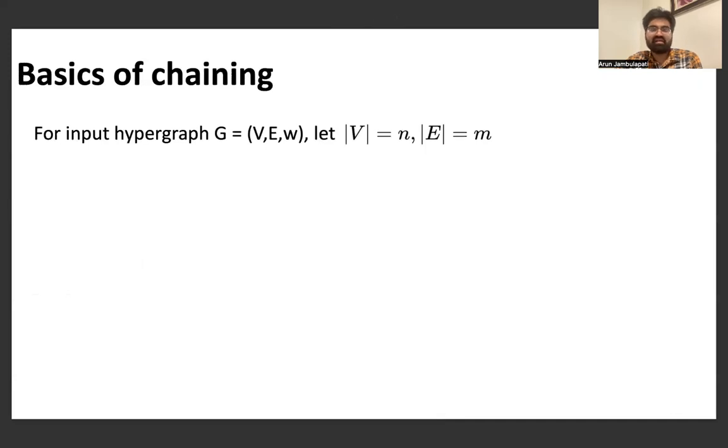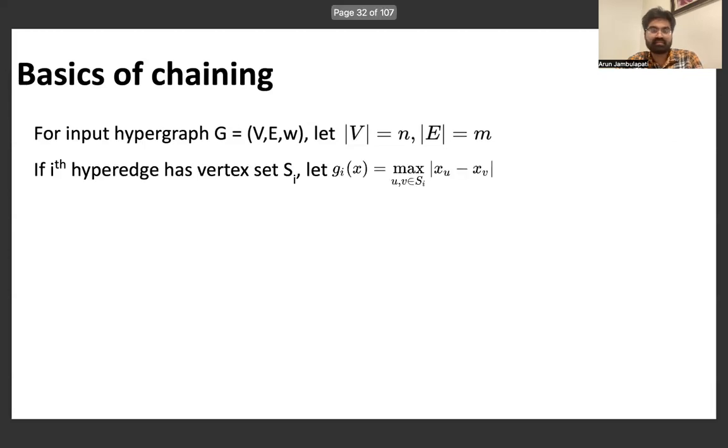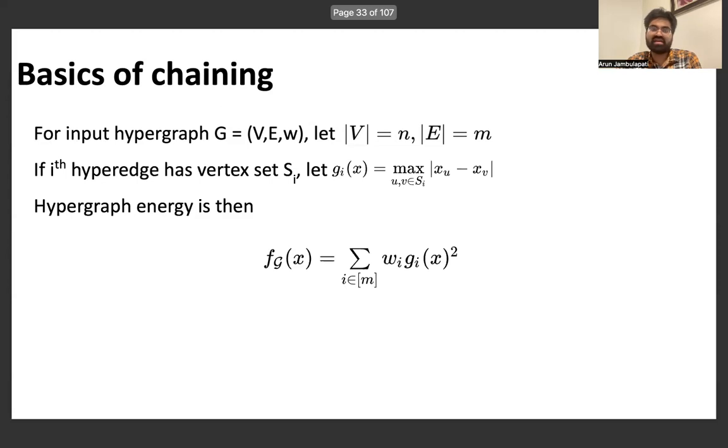So in chaining, before we get into that, I'll talk about this by first defining some notation. Let's say we have an input hypergraph G, and let's say it has n vertices and m hyperedges. In addition, we're going to define these auxiliary functions g_i, which basically equal the maximum pairwise difference of the vector x induced on the subset corresponding to the ith hyperedge. The reason for doing so is that we can now rewrite the hypergraph energy as follows. It's the reweighted sum of squares of the g_i's.